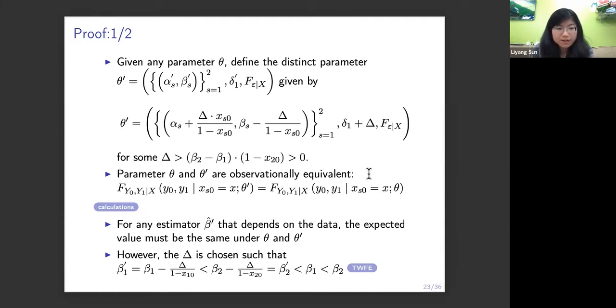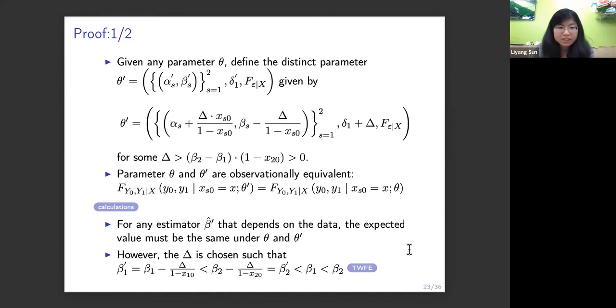So this little perturbation will not affect the data we observe in a statistical sense, that the data we observe is going to be distributed exactly the same under both theta and theta prime. And formally, this means theta and theta prime are observationally equivalent in the sense that we cannot distinguish between these two parameters based on the data we observe. This would also mean that if we're going to use an estimator, say beta hat prime, that depends on the data, its expected value must be the same under theta and theta prime because the data are distributed the same.